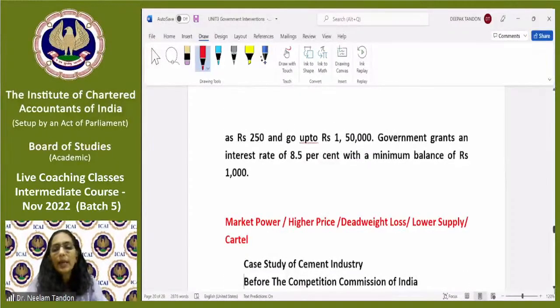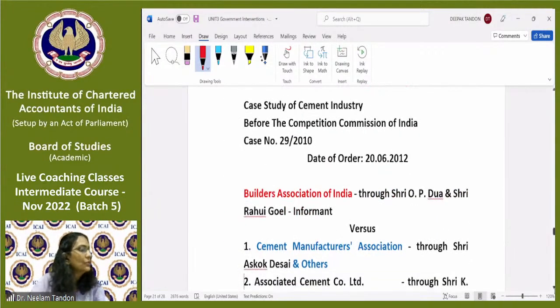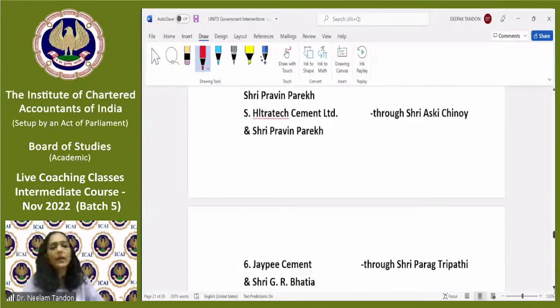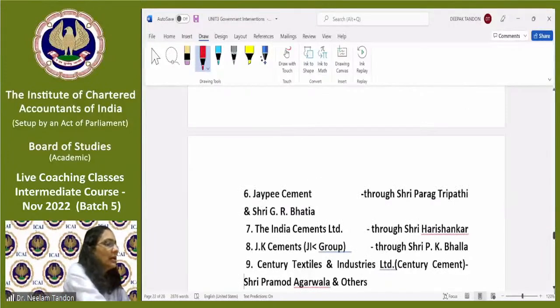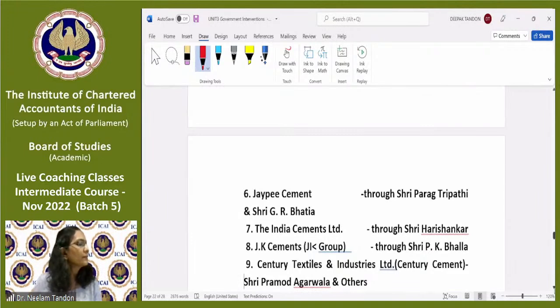Okay, and I've also shared one case study of the cement industry, so you can go through it. This is on CCI, Competition Commission of India, where the companies had gone for creating a cartel. Okay, so that's it for today's class.